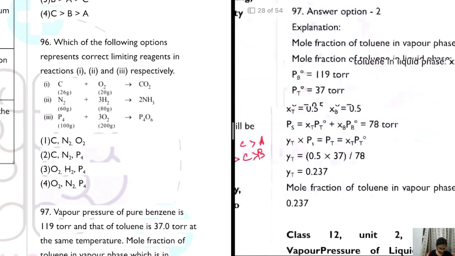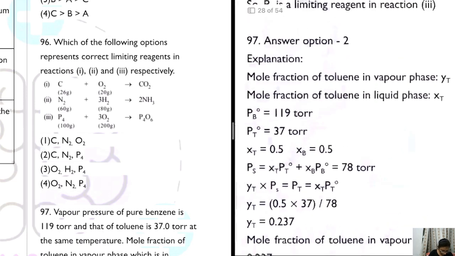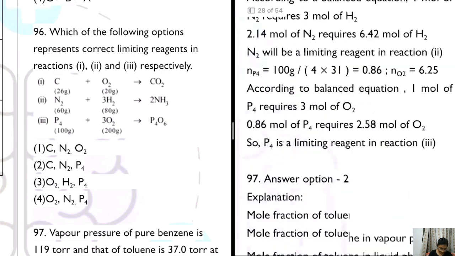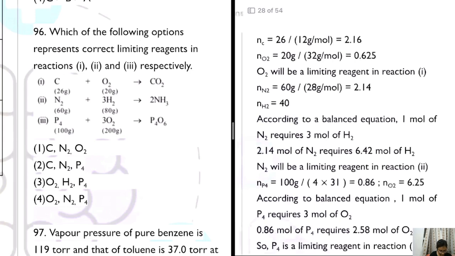So let's find. See, in this, 26 is the mass that is given for carbon. So we'll find the moles, that is 2.16. And for oxygen, 20 by 32, that is 0.625. So it's clear that 1 to 1 is the stoichiometry. So O2 is the limiting reagent. Why? Because 0.625 is lesser than 2.16, so it will be exhausted first. So O2 is the limiting reagent in this option.